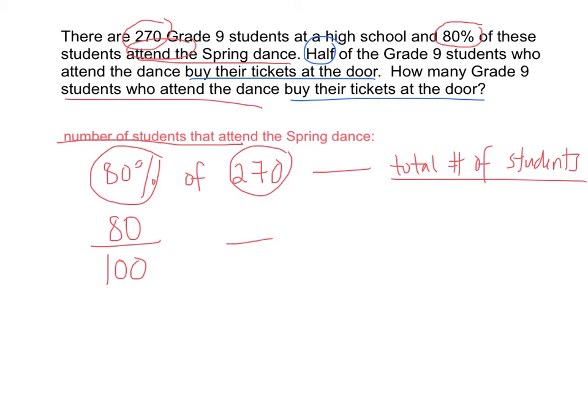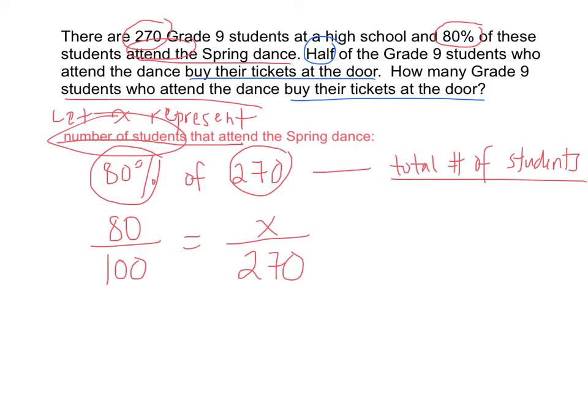Since we know the total number of students, I'm going to put that number as the denominator. Do we know the number of students? No, that's what we need to find. Because this information is unknown, let's label it X. Let X represent the number of students that attend the spring dance. And to show that the statement is proportional, we're going to make these two fractions equal to one another.